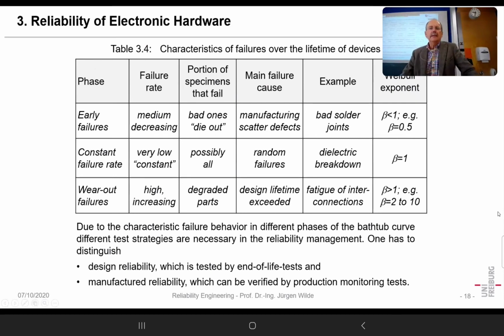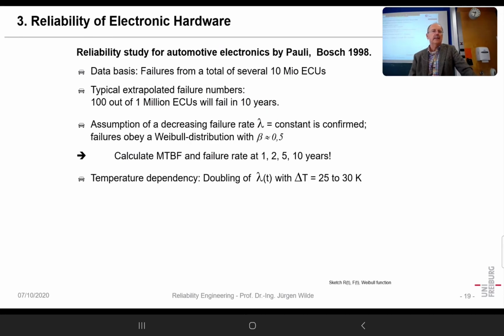I also made a table on that, but in the end, I already told you that, so it makes no sense going through it in detail again.